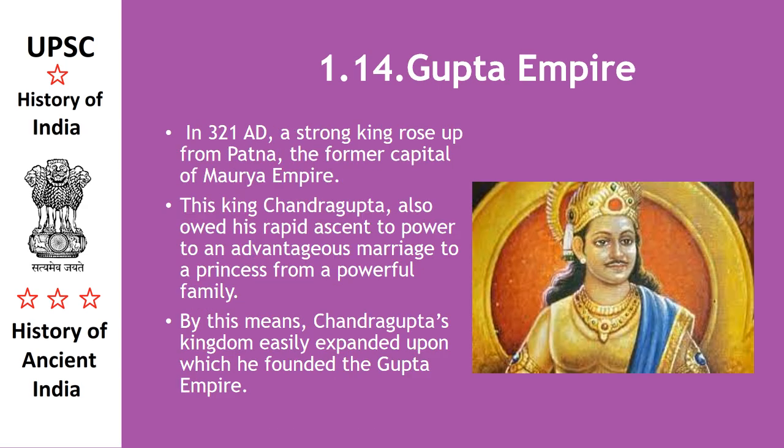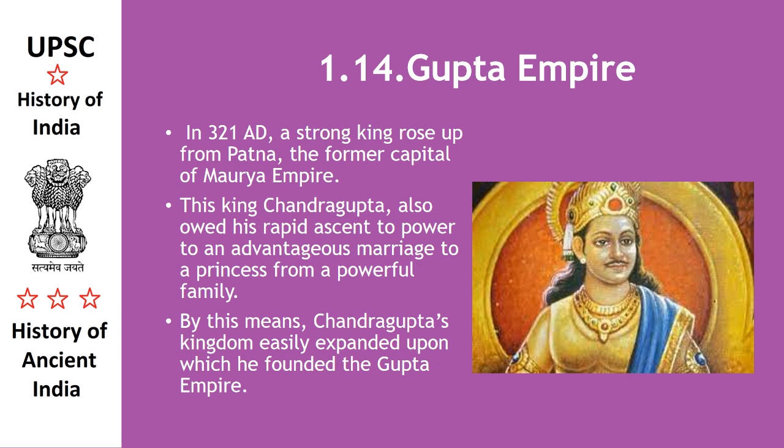Gupta Empire. In 321 AD, a strong king rose up from Patna, the former capital of the Maurya Empire. This king, Chandragupta, also owed his rapid ascent to power to an advantageous marriage to a princess from a powerful family.